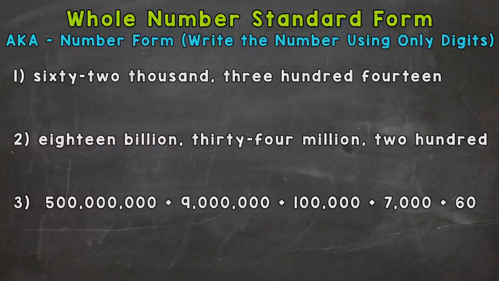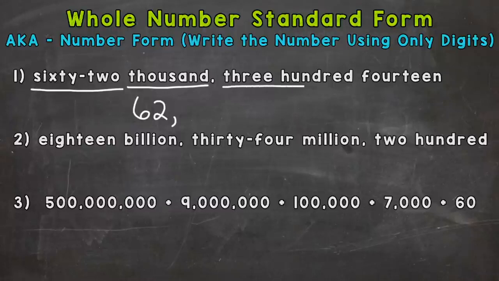So let's jump into number 1, where we have 62,314. So we're going to take our time, break this word form down, and make sure we properly convert it to standard form. So we'll start with this 62 here. So let's write out our 62. And we know it's going to be in the thousands period. So that 62 has to have a value of 62,000. So we're in the thousands period there, and we know the ones period comes next. So let's see what we have to wrap this up.